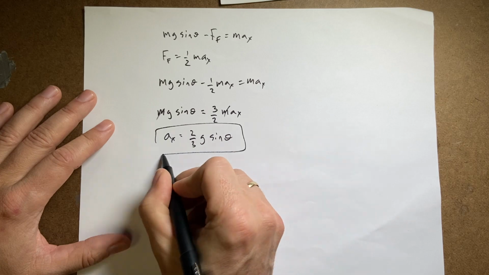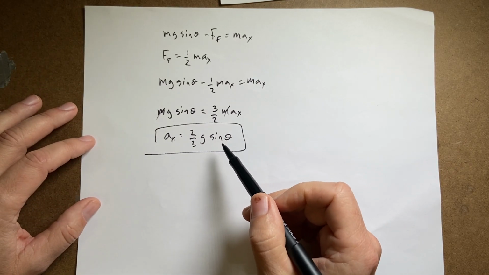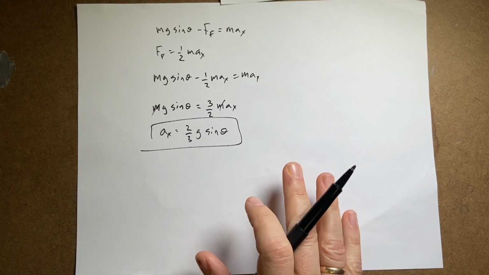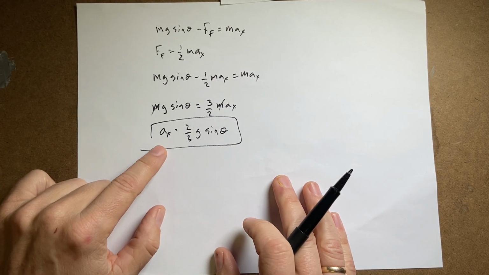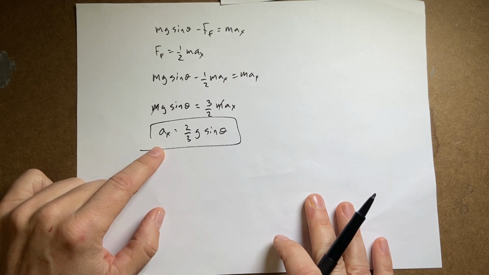And this is actually really nice because now I have an expression for the acceleration and I can see that it's constant. We didn't get that from the previous work energy case. We only got the final velocity. Okay, but now I need to find the final velocity.